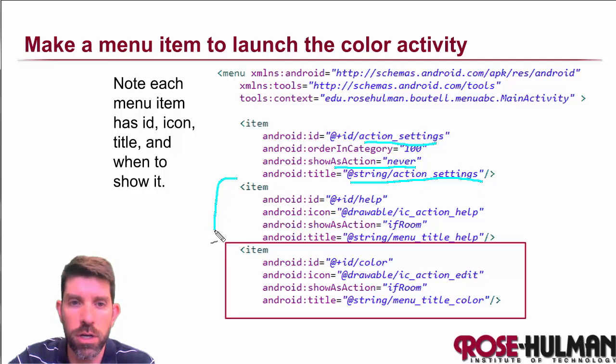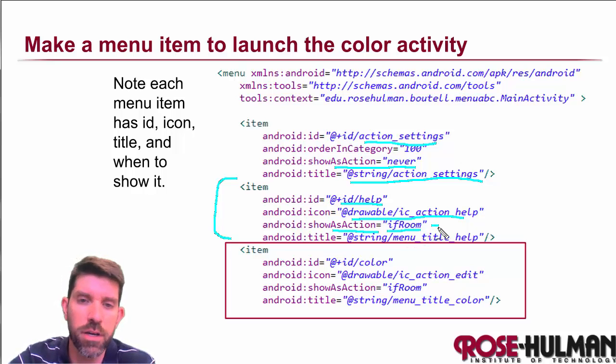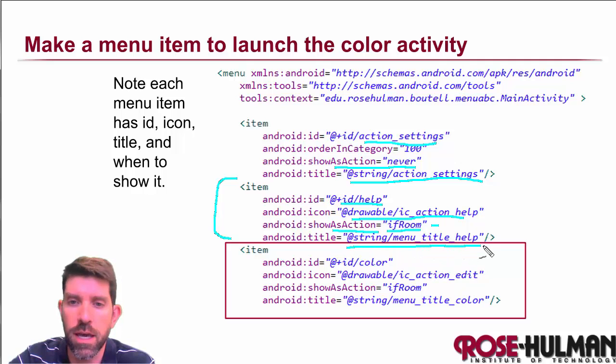So I added another one in here, and we see that this guy right here also has an ID, so we can refer to it. It has an icon because I do want it to be visible, and I'm going to show it as an action if there's room to do so, which is going to depend on the orientation, the size of the device, and so on. And then of course I have something with a title, so that if I long pressed on it, it would tell me what it was as a hint.